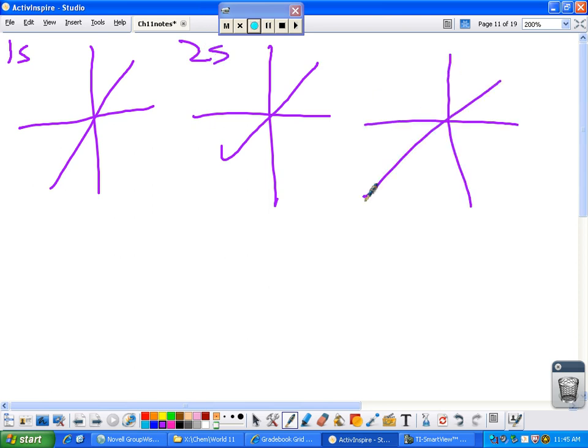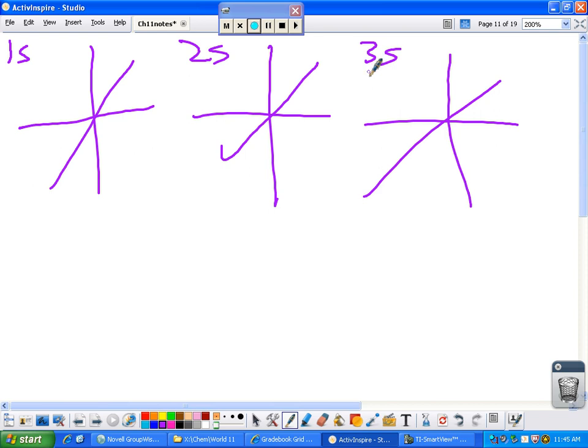Now, what do those coefficients mean? 1, 2, and 3? The energy level. So this one is the lowest energy level for these three. This one's the highest energy level for these three. And I said it's kind of like distance.